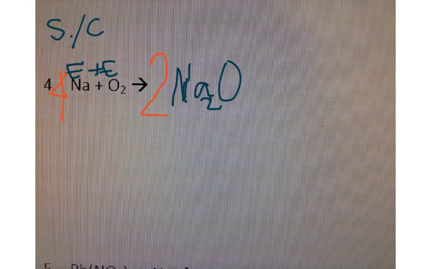And that absolutely is fine if you have to readjust along the way in order to make all of your compounds work. So now I have 4 sodiums on the left, I have 4 sodiums on the right. I have 2 oxygens on the left, 2 oxygens on the right, so I am good to go.